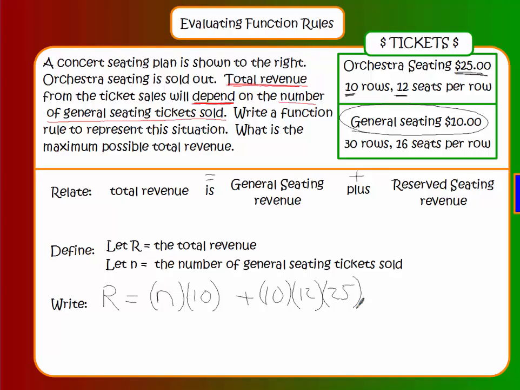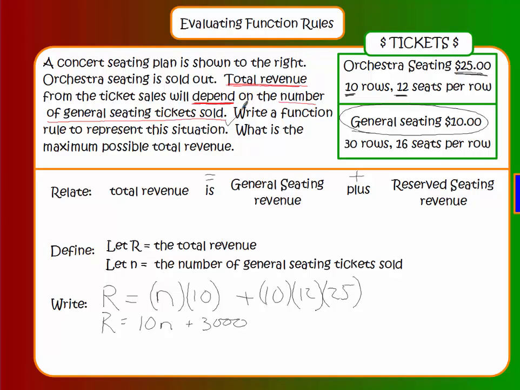All right, so let's kind of make this look nicer here. So the revenue is going to equal 10n, we should put the constant first, plus 10 times 12 times 25, that's going to be 3,000. All right, so let's see, what is the maximum? So here's our function rule. We did this first part, write a function rule to represent the situation. Check.